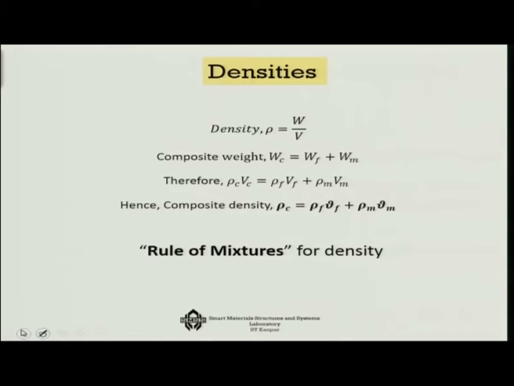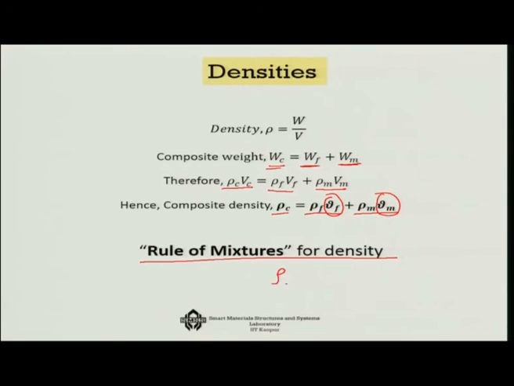Now if I look at the density, density is W over V, and the weight Wc of the composite is Wf plus Wm. So what is Wc? It is rho c times Vc, where rho c is the density of the composite and Vc is the volume of the composite, and that equals rho f Vf plus rho m Vm. So the composite density rho c is rho f Vf over Vc plus rho m Vm over Vc. We can write it shortly as rho f Vf plus rho m Vm, where Vf and Vm are the volume fractions. This basic rule is also known as the rule of mixtures.